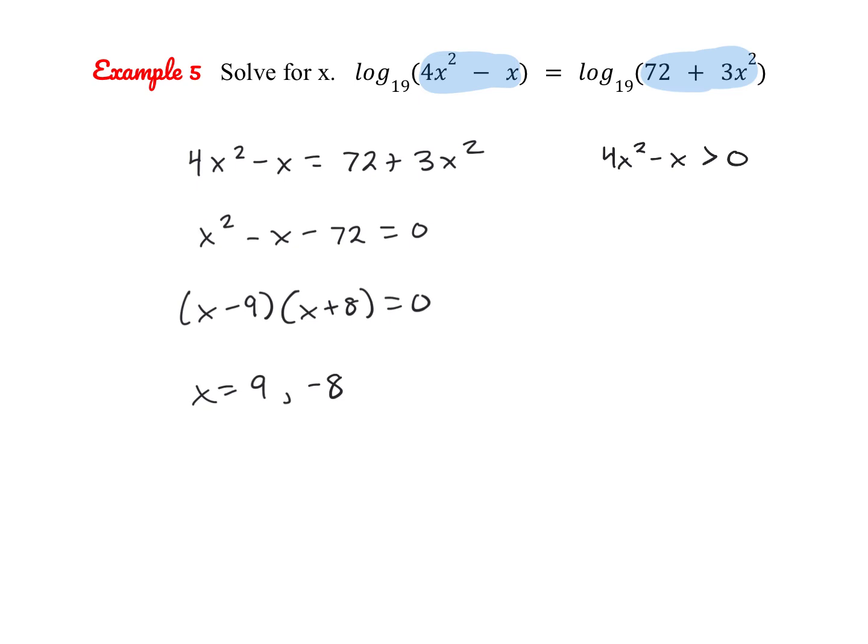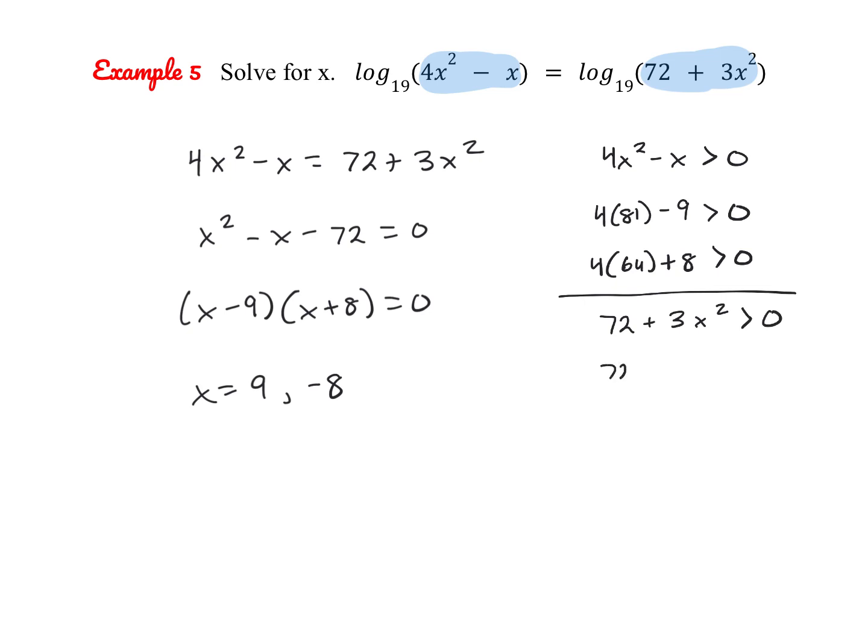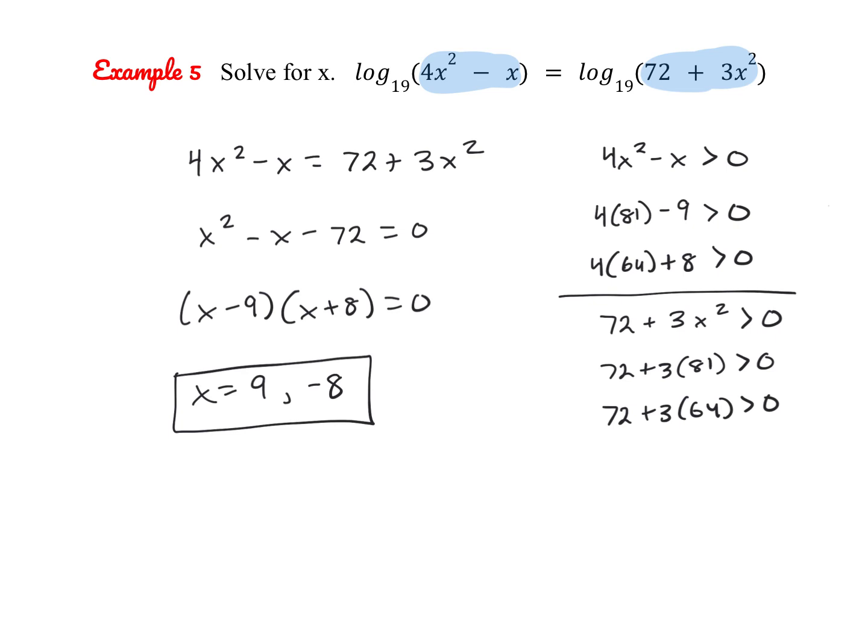So let's start by plugging in x equals 9. So 4 times 81 minus 9 is greater than 0. So yes, that will definitely check out. And now let's plug in -8. So 4 times 64, and then it becomes plus 8 is greater than 0. Yes, that works. And then let's also check our second logarithm. Again, that must be greater than 0. So you can see that when we plug this in, it's definitely greater than 0. And when I plug in -8, this is also definitely greater than 0. So both answers are correct.